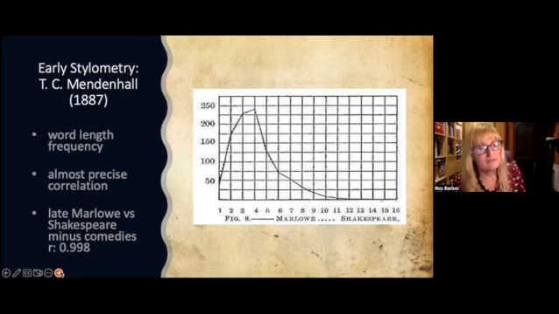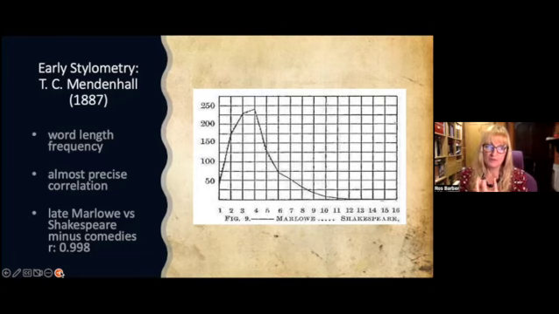Peter Very redid the Mendenhall experiment using late Marlowe with Shakespeare minus the comedies, and found that the match was even more precise if you took those data sets. If R was 1, you could say, yes, they're exactly the same. R was 0.998 with that data set. So they're very strong in terms of the word lengths that they favour.